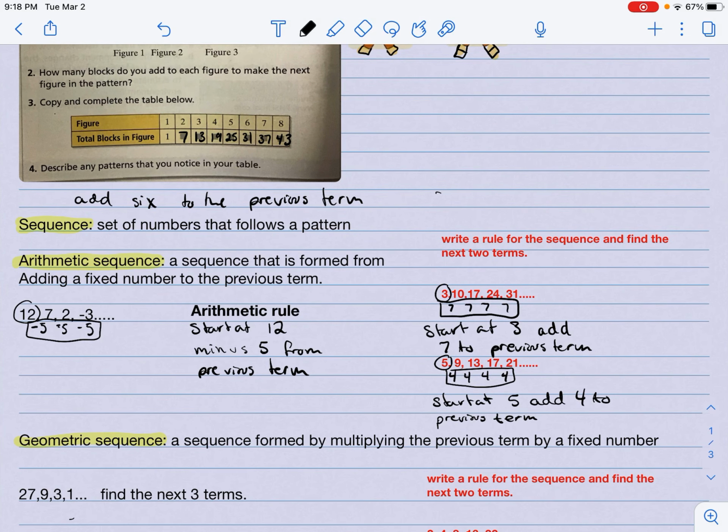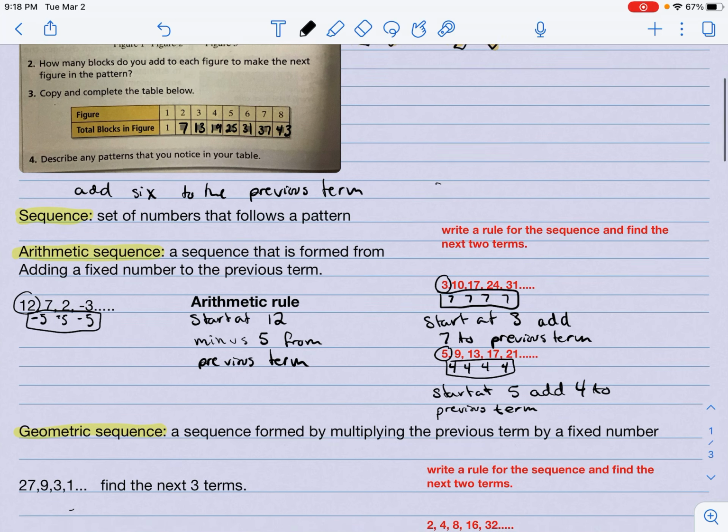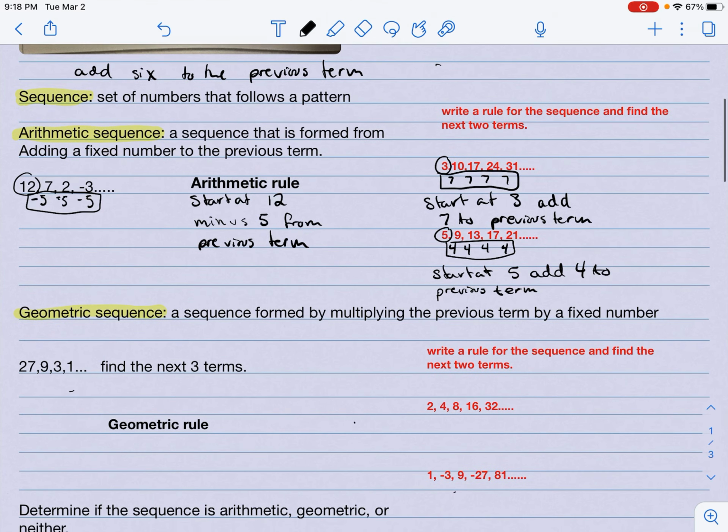Okay, so this was arithmetic. We added a constant number or subtracted a constant number each time. So now, a geometric sequence is a sequence formed by multiplying the previous term by a fixed number. Okay, so now we're looking for a number we're multiplying or dividing, but remember, division is the same as multiplying by a fraction. So you can address it either way. But a geometric sequence once again is the sequence formed by multiplying the previous term by a fixed number.